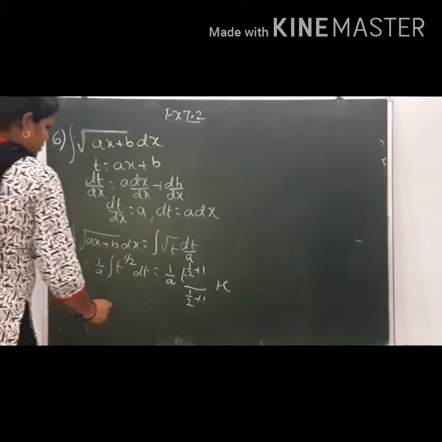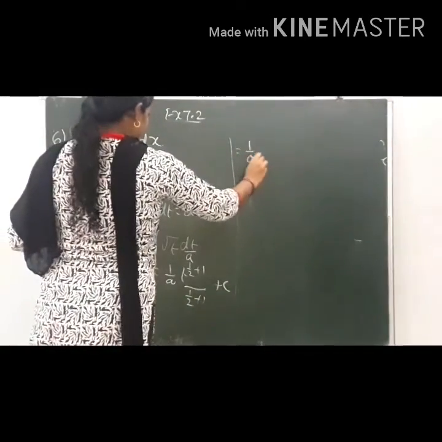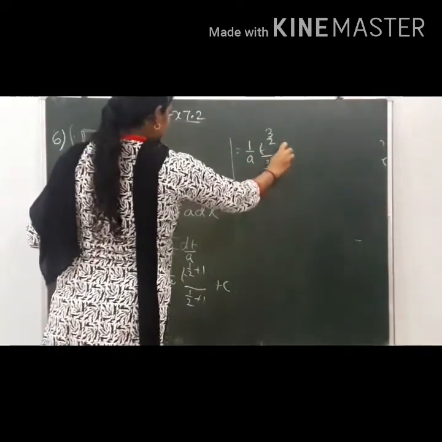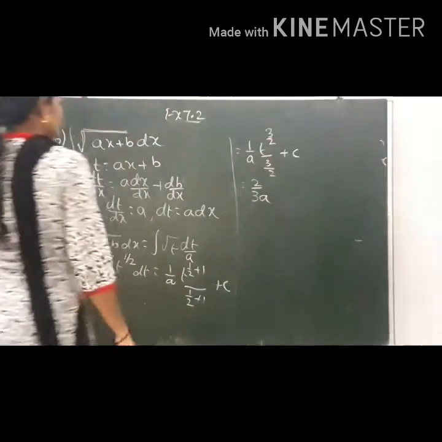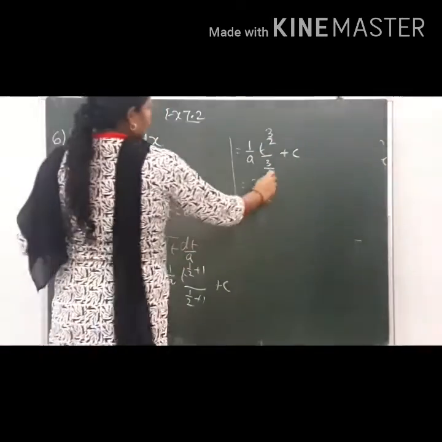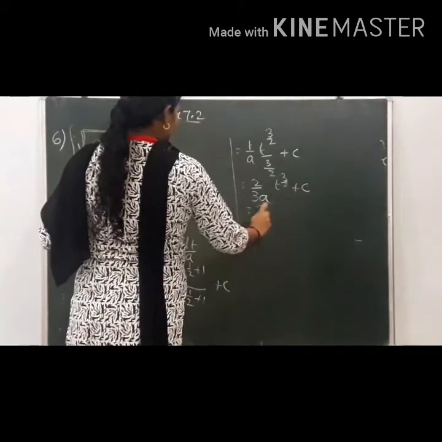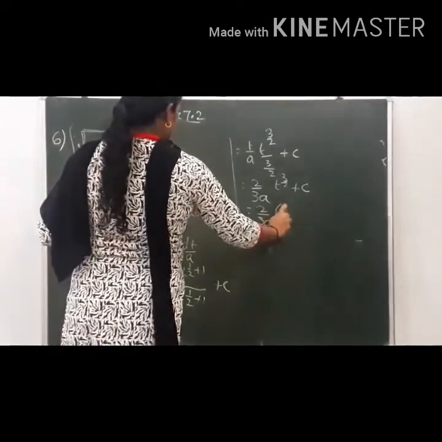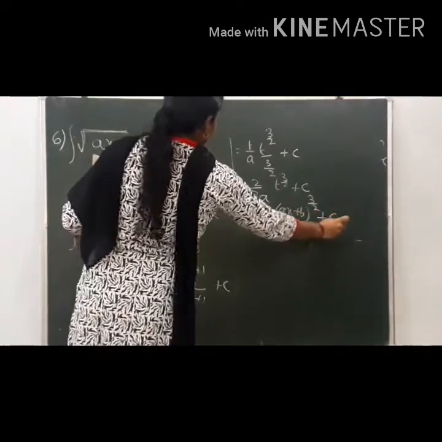So you will get 1 by a, t to the power of 3 by 2 upon 3 by 2, plus c. It will become 2 by 3a, t to the power of 3 by 2, the 2 going upside, plus c. That is 2 upon 3a times (ax + b) to the power 3 by 2, plus c. This is question number 6's answer.